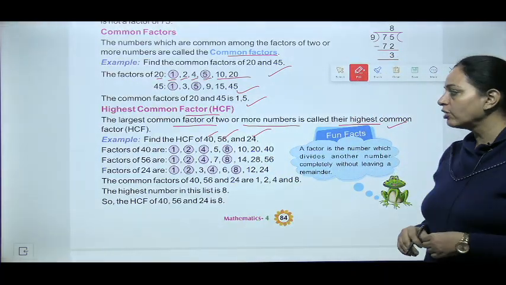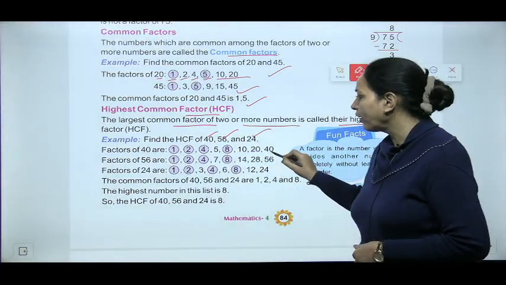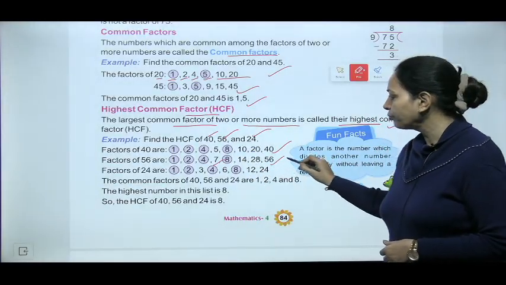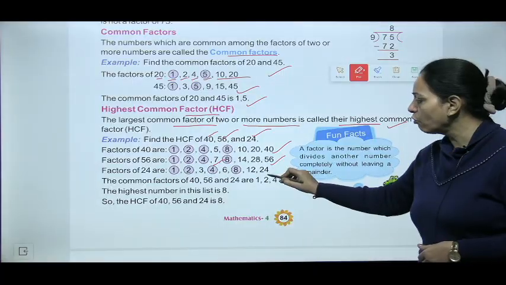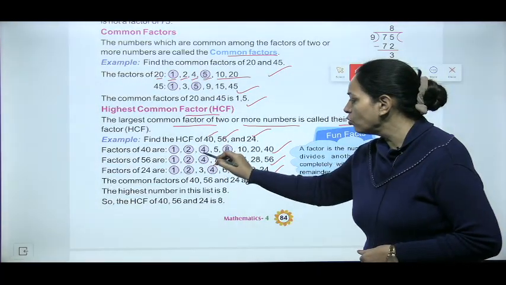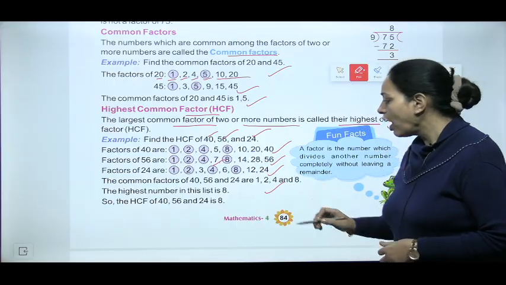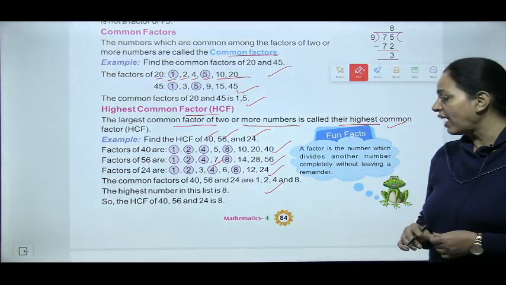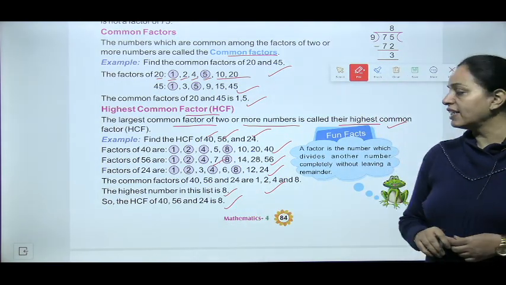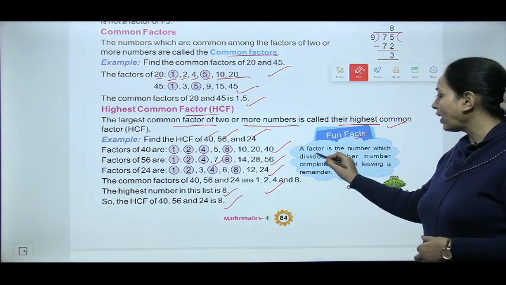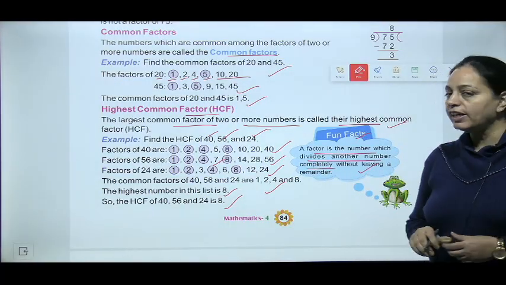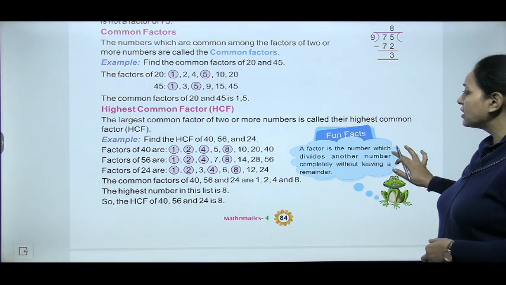So write the factors of 40. These are the factors of 40. Find the factors of 56. Then find the factors of 24. Now find the common factors: 1, 2, 4 and 8. Now which one is the highest? That is 8. So the answer is 8. HCF is 8. So, fun fact: a factor is a number which divides another number completely without leaving a remainder.